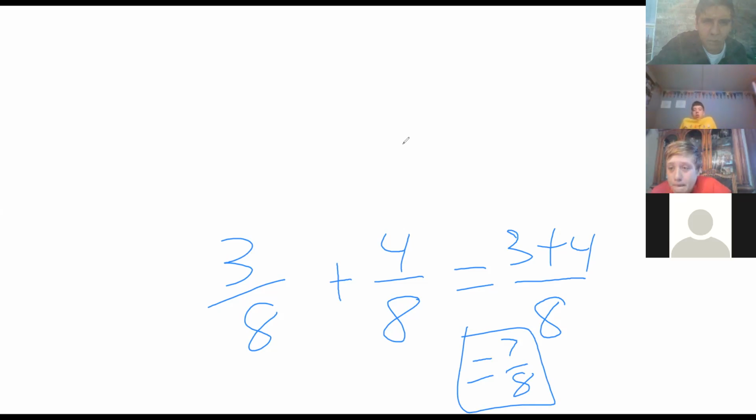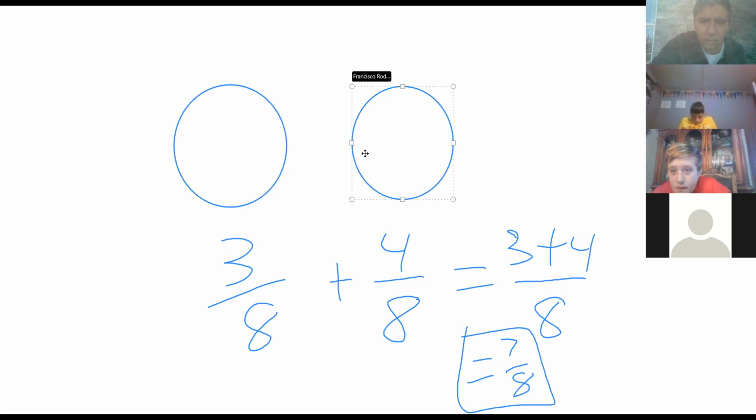So I want you guys to think about this visually, okay? What I'm going to do is draw out our circles again. Now, if you remember, what does the 8 represent in the fraction?